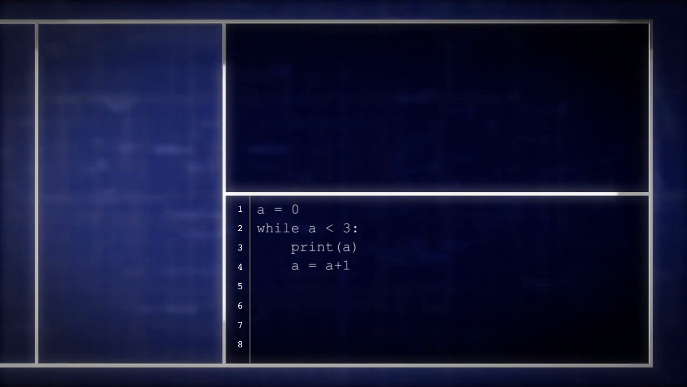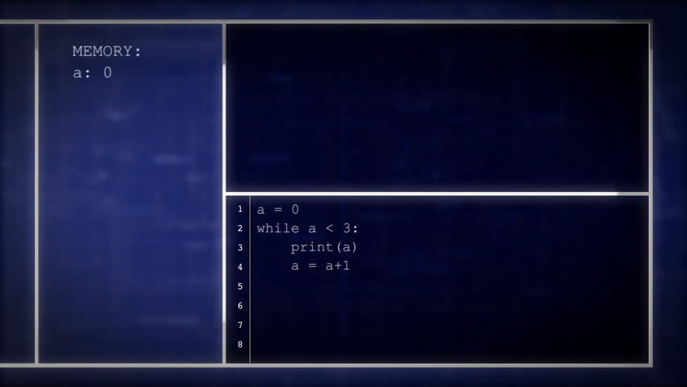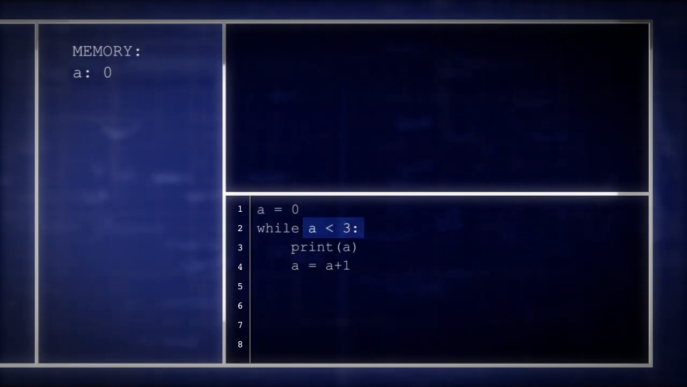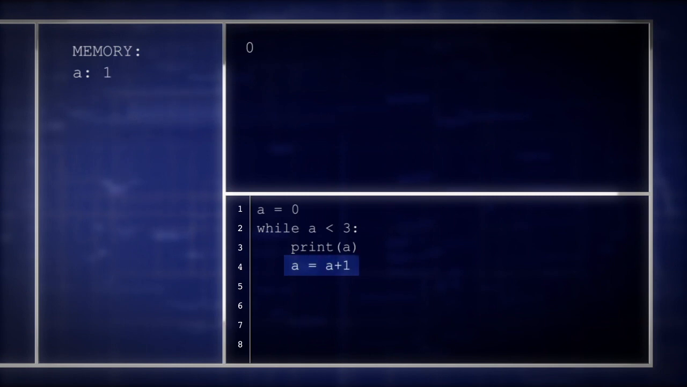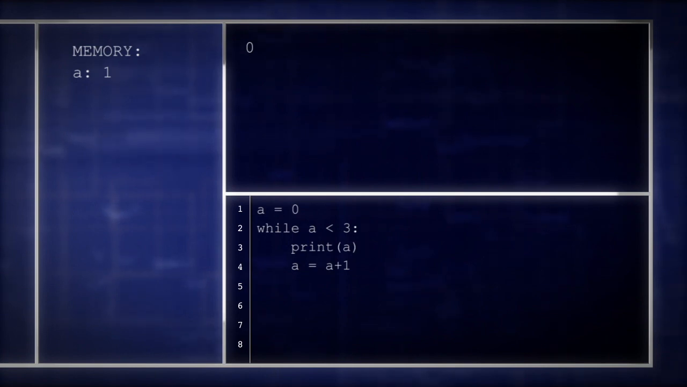Okay, let's trace through this example. We start out by assigning 0 to variable a. We then reach the while statement, and we need to examine the condition. In this case, we check whether a is less than 3, which is true, so we go into the body. The first thing we do in the body is print out the value of a, or 0 in this case. The next line of the body increases the value of a by 1. Since it was 0, now it's 1. At this point, we check our condition again.